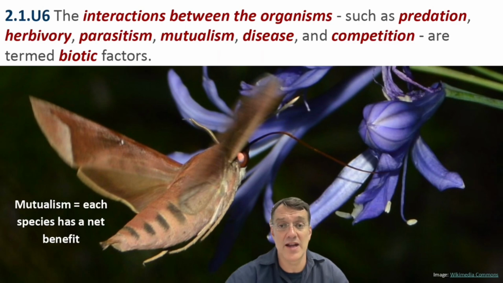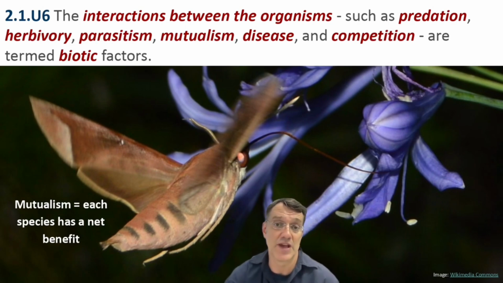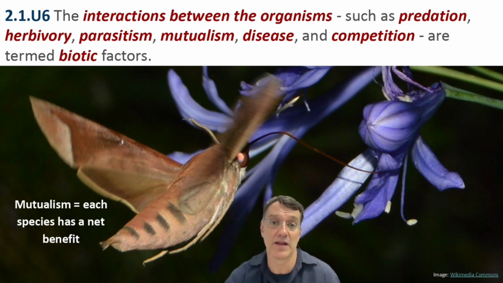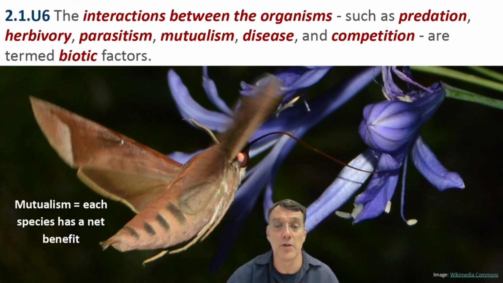Mutualism represents a biotic interaction where each species benefits from the relationship. This image shows a moth pollinating a flower. The moth receives nectar as food, while the flower achieves pollination necessary for reproduction. Mutualistic relationships are fundamental to many ecosystem processes, and they often result from long periods of co-evolution.